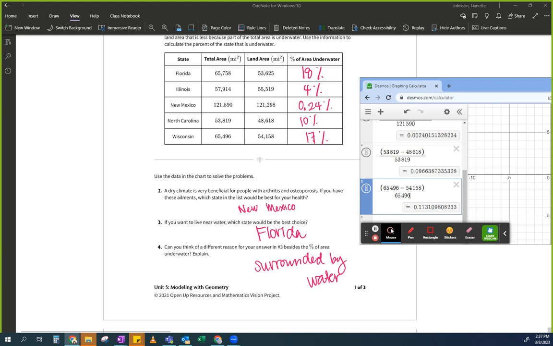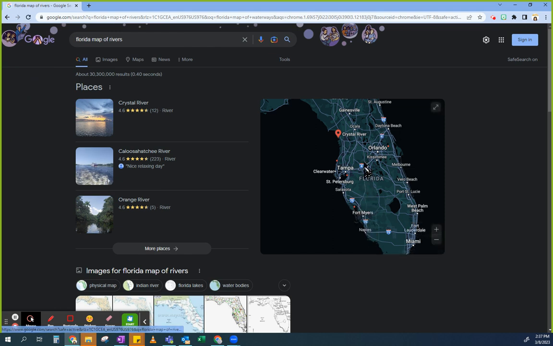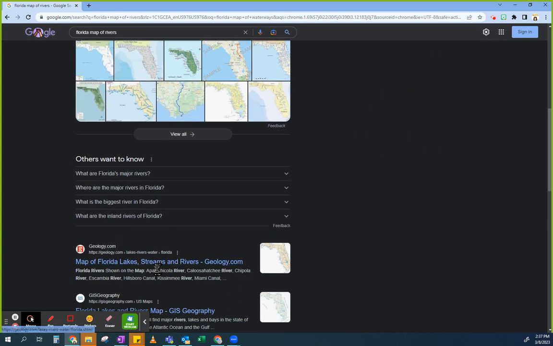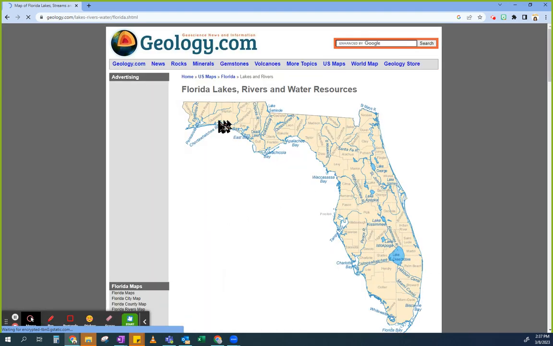Florida actually, if you look at a map of Florida, let me see if I can pick up a water map. Hold on. Florida map of water, waterways, water mass. I don't know. Oh, Florida map of rivers. Yeah. So if you look at Florida's map, all of these little veins are all. No, those are counties. That's just a map. I want the map of rivers. How can I do this? What are the map of Florida's lakes, streams, and rivers? Thanks, geology.com. So there it is.